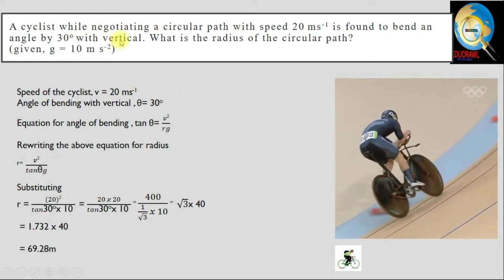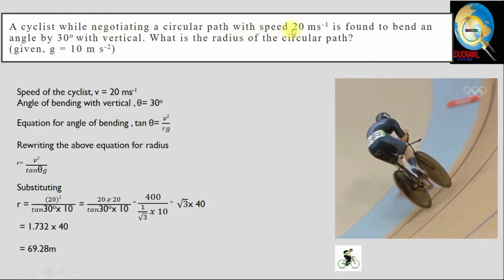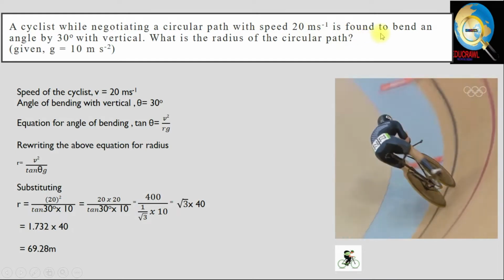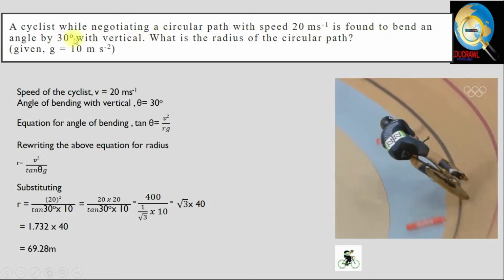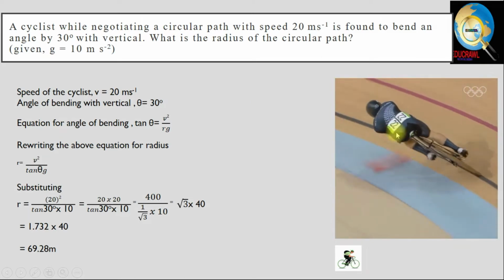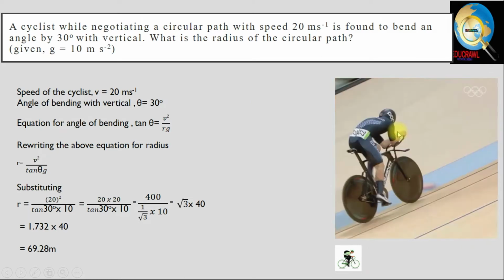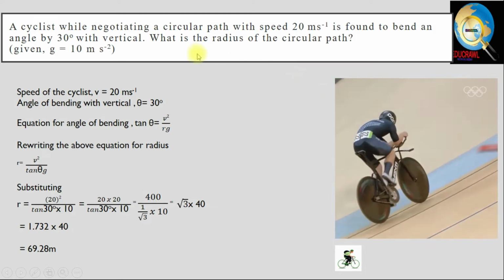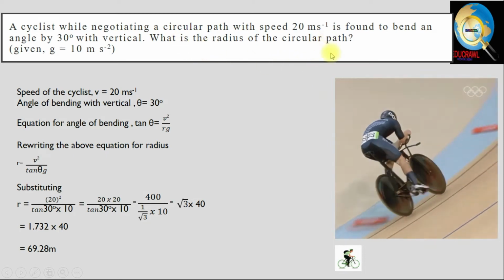A cyclist, while negotiating a circular path with speed 20 meters per second, is found to bend at an angle 30 degrees with the vertical, which you can see in the animation how the cyclist is bending when he is going in a circular path. What is the radius of the circular path?